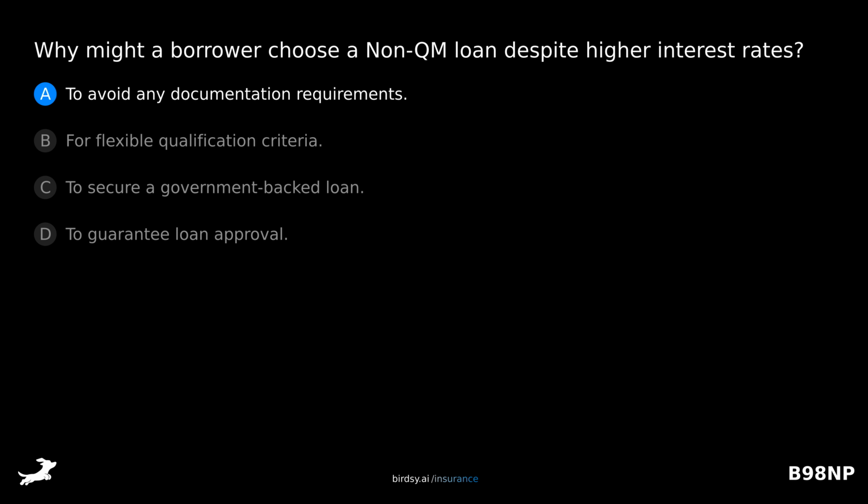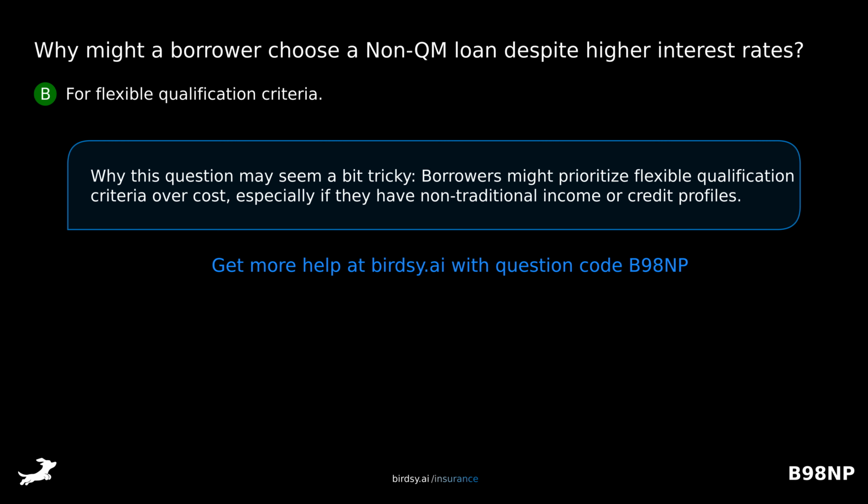Is it A, to avoid any documentation requirements? B, for flexible qualification criteria? C, to secure a government-backed loan? Or D, to guarantee loan approval? The answer is B. For flexible qualification criteria. Why this question may seem a bit tricky: borrowers might prioritize flexible qualification criteria over cost, especially if they have non-traditional income or credit profiles.